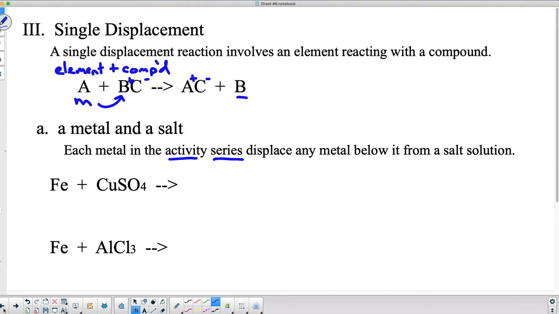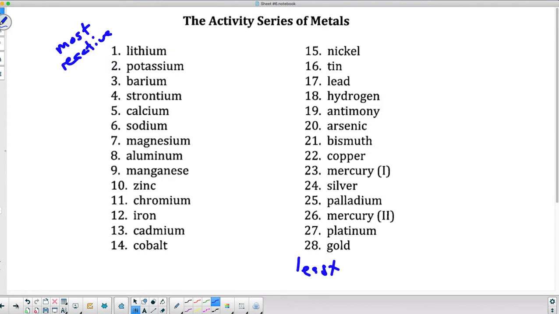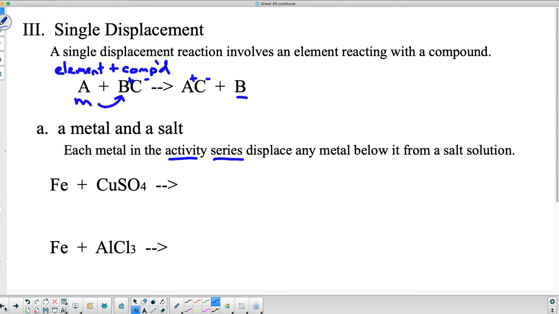So that means if I take a look for iron and copper, because those are the two that I'm comparing, iron is right here at 12 and copper is over here at 22. So if this is 12 and this is 22, each metal in the activity series displaces any metal below it. Copper is definitely below iron in the activity series. That means copper is less reactive, which means that iron can sure kick copper out of the compound with sulfate.